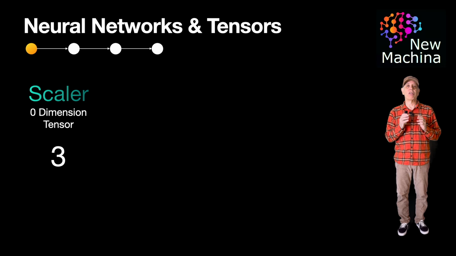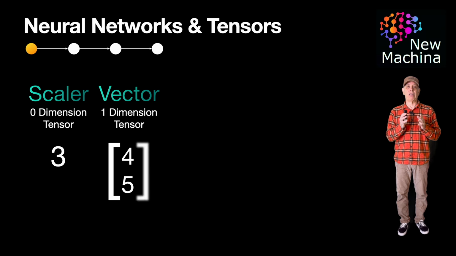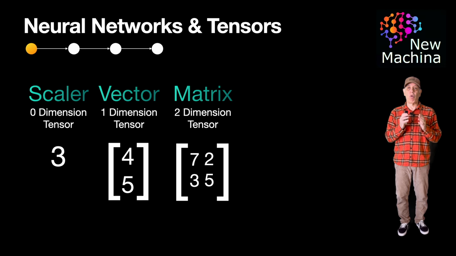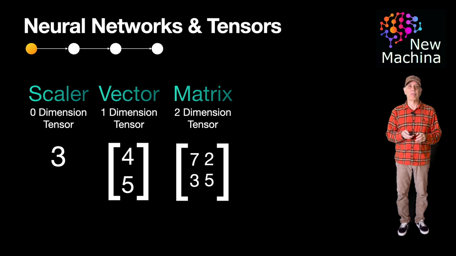Well, scalars are the simplest form of tensors, representing a single number or a zero-dimensional tensor. How do vectors relate to tensors? Well, vectors are one-dimensional tensors, which can represent a list of numbers or a single row or column in a matrix. So how do matrices relate to tensors? Well, matrices are two-dimensional tensors consisting of rows and columns that can represent data in a grid-like structure.